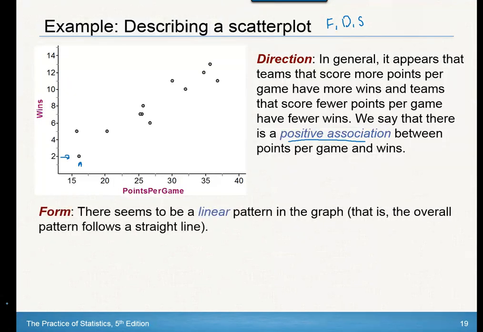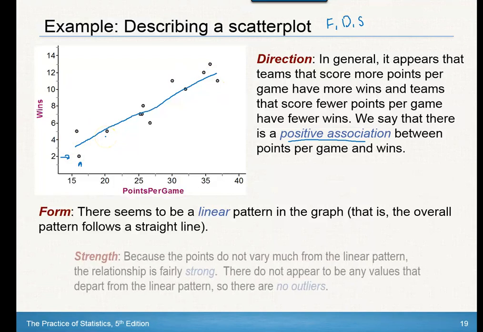What would the form be? Let's take a look at what it looks like. Is it curved? Is it linear? There seems to be a linear pattern. So I could kind of draw a line and the points would follow that line. So there's a linear pattern in the graph.